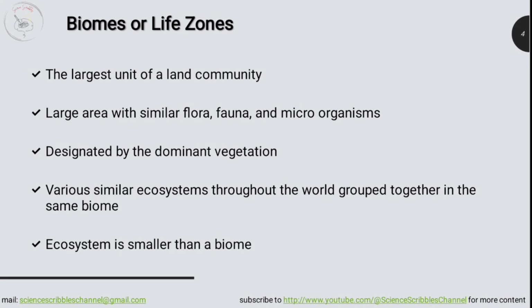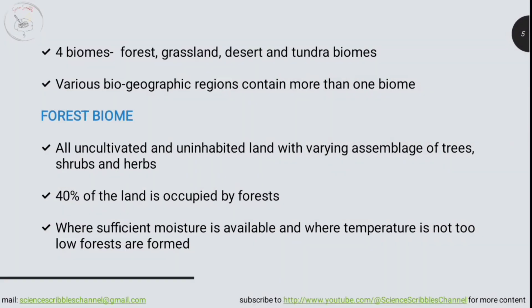Various similar ecosystems throughout the world are grouped together in the same biome. So an ecosystem is always smaller than a biome. Four major biomes are identified by ecologists: forest biome, grassland biome, desert biome, and tundra biome. Various biogeographical zones of the earth contain more than one biome. That is, a biogeographic zone may contain forests, grasslands, and deserts.